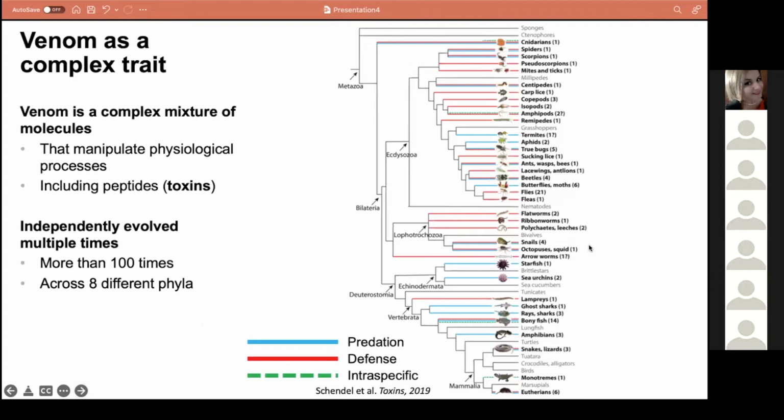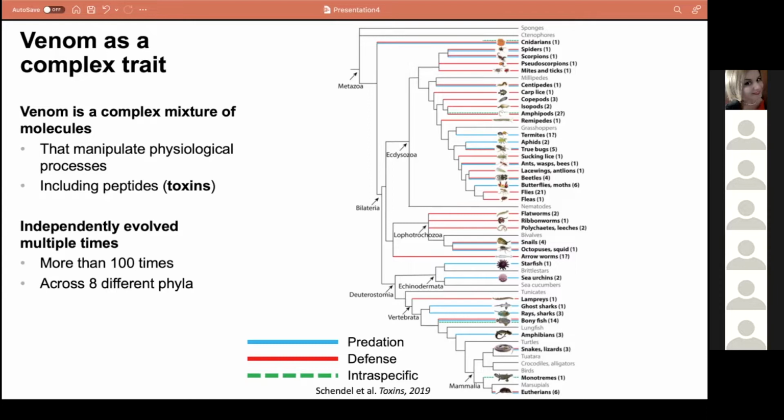Okay. So in many animals, venom is a complex mixture of molecules that can manipulate various physiological processes in the inflicted animal. And for venomous animals, many times the cocktail of venom is largely proteinaceous, meaning it's made of proteins and peptides that are encoded by the genome. And we can then consider venom as a complex trait or a polygenic trait, and understanding how these different genes that encode toxins affect the venom phenotype is critical in understanding the evolution of venom in general.